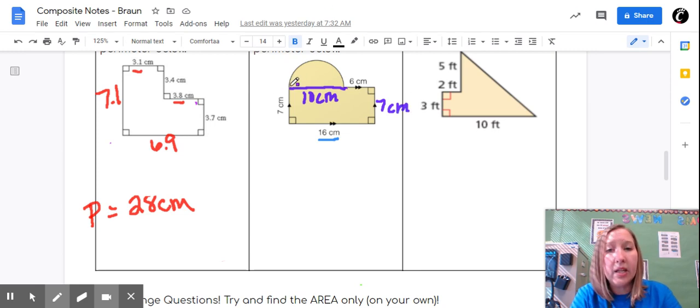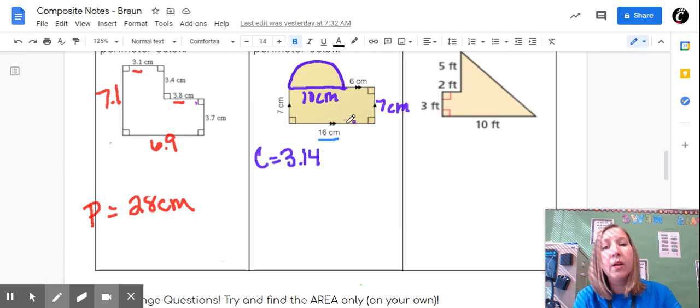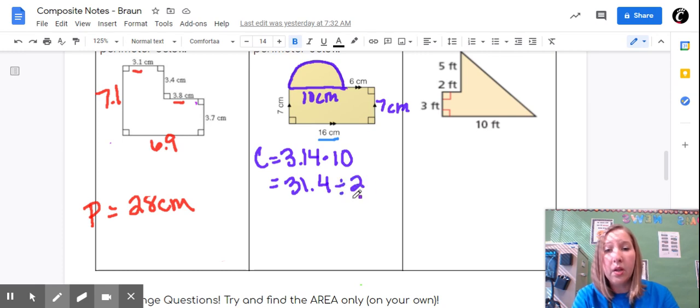And I also then need to find this part of my circle here, which is my circumference, but it's only half a circle, so I need half my circumference. So I'm going to start by finding that. So I'm going to do circumference equals pi, which we're using 3.14, times diameter. Okay, so when I do 3.14 times 10, I get 31.4. But remember, it's only half a circle, so I want to divide that by 2.